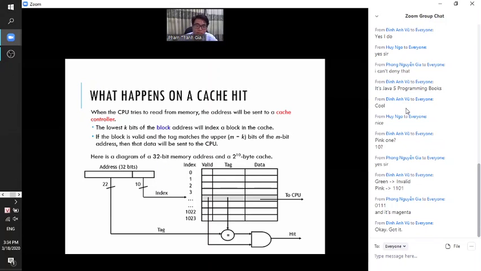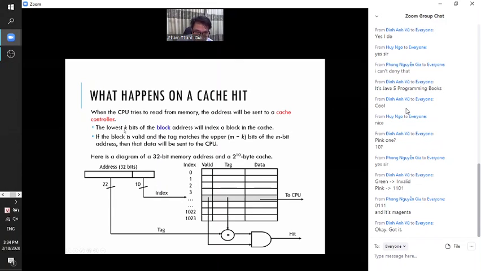Okay, got this. So what happened on the cache hit? When people try to read from main memory, the address will be sent to the cache controller.